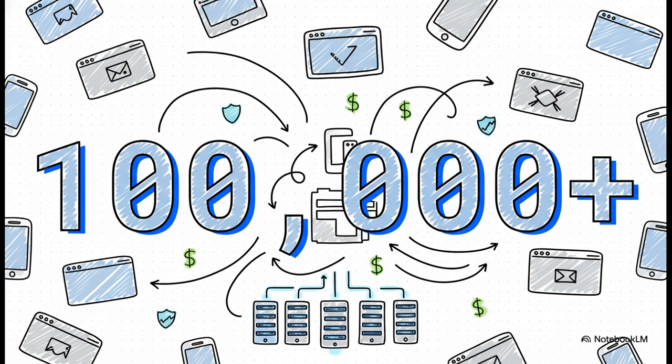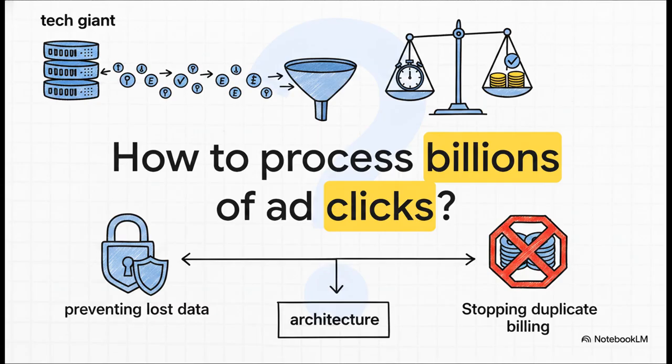And they have to do it flawlessly. If this infrastructure breaks down, advertisers overpay, publishers lose their revenue, and basically trust in the whole system collapses entirely. So how exactly does a tech giant process billions of ad clicks in real time?